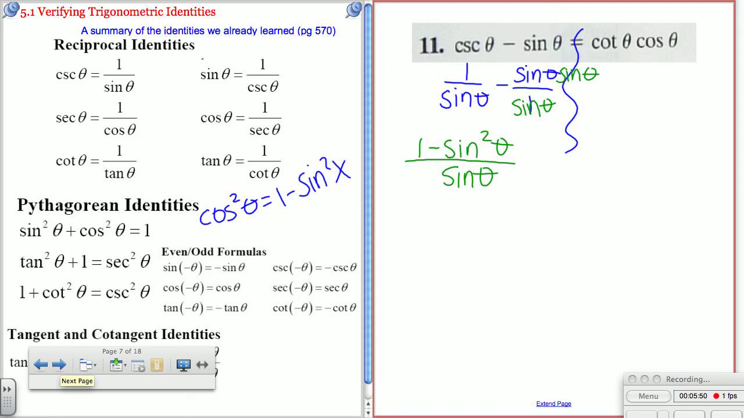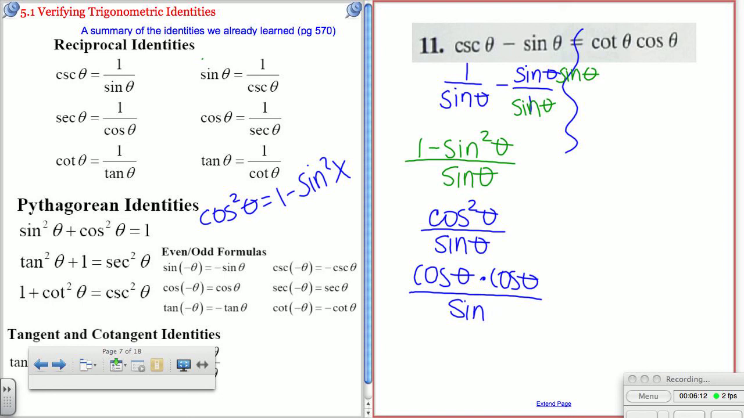Now, 1 minus sine squared is the same thing as cosine squared over sine. Now, cosine squared is like cosine times cosine, all over sine. This cosine over sine is going to equal cotan, and I'm still left with a cosine.